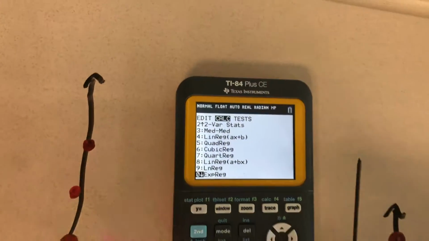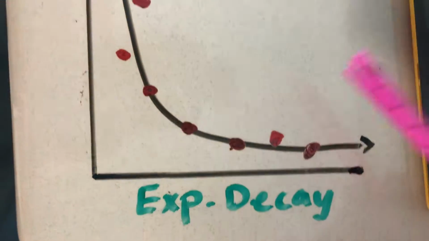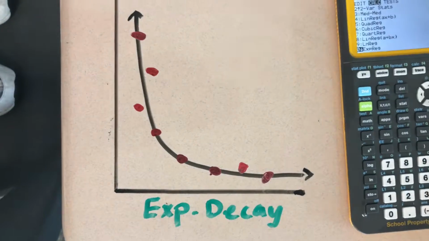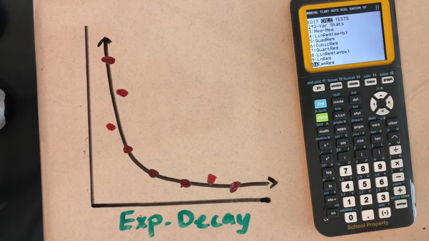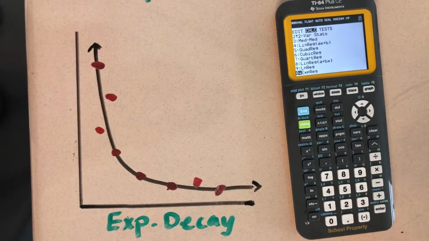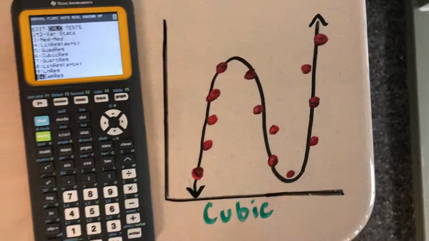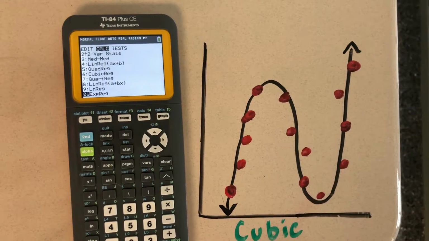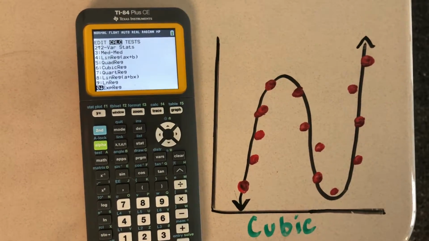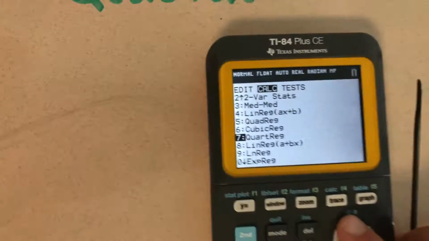Then there's exponential decay, which is the opposite of exponential growth. It comes down quick, but then slowly starts to decrease. You also use exponential regression if your data looks like this. There is also cubic. It has three curves, one end going to positive infinity and one going to negative infinity. If your data looks like this, use cubic regression.